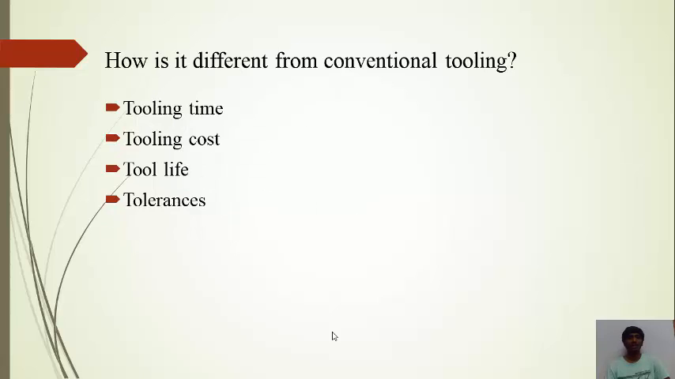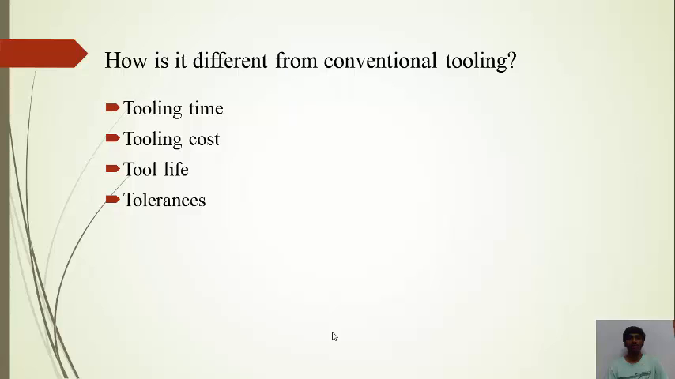Now, how is this rapid tooling different from conventional tooling? The tooling time. In conventional machining, every manufacturing process will take different timings. But in rapid tooling, if you manufacture a tool once, it can be used for different types of parts and a batch of parts. That is for molding and casting processes. Once the pattern is made and once the mold is made, n number of components can be manufactured easily.